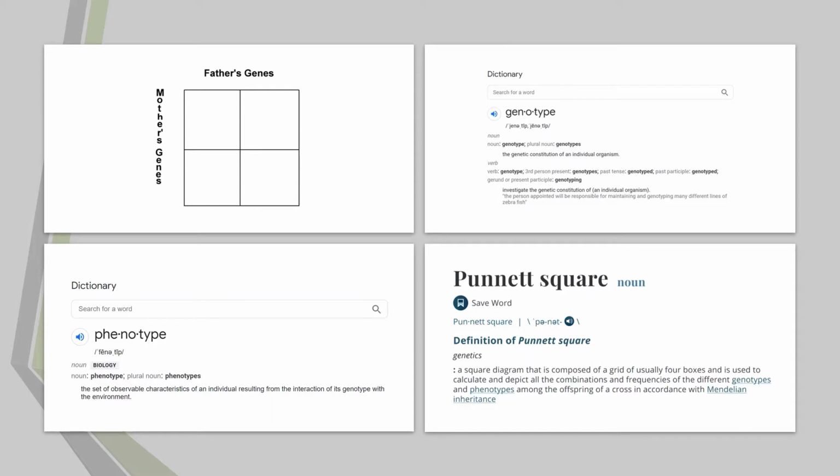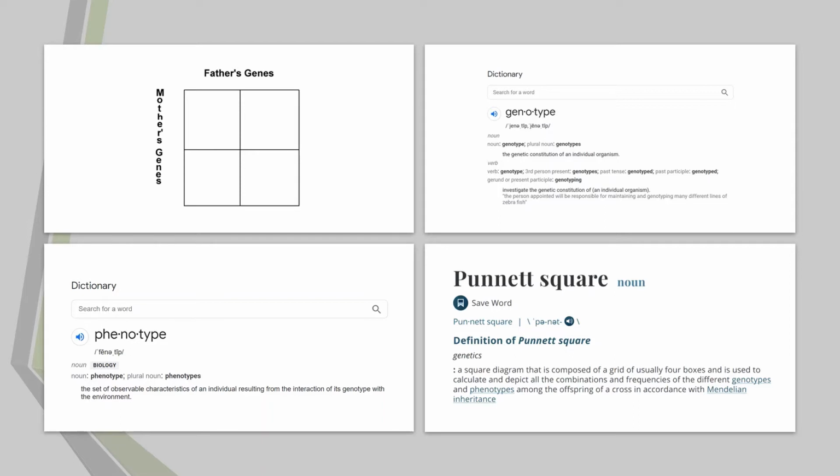What we put in those 4 boxes are genotypes. That is the genetic constitution of an individual organism. So when we have genes from the father and the mother, basically we use a letter of some kind, kind of like a variable in math, to represent what their gene is. And then the phenotype is not what is genetically happening inside them, but what is physically going to be seen.